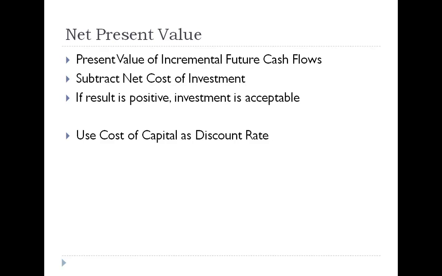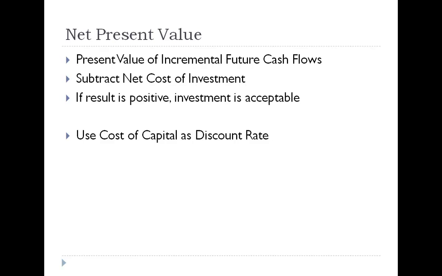So if your company was saying we've got to earn 15%, and you discount all the future cash flows backwards at 15% and add them up, and if the amount is higher than the original investment, then you could say you earned at least 15%, and in fact you probably earned higher, and that's an acceptable investment.